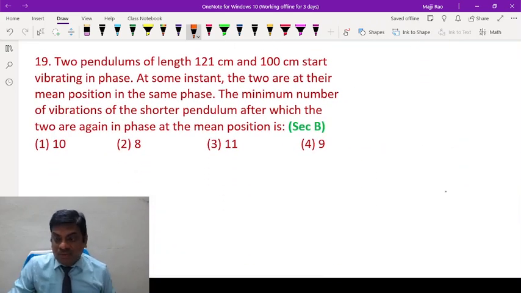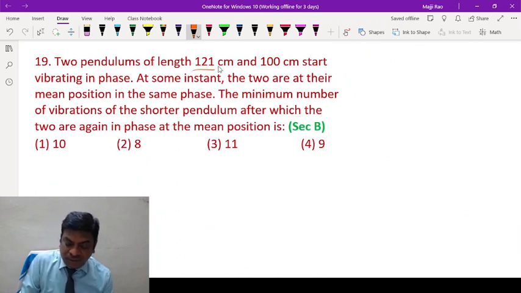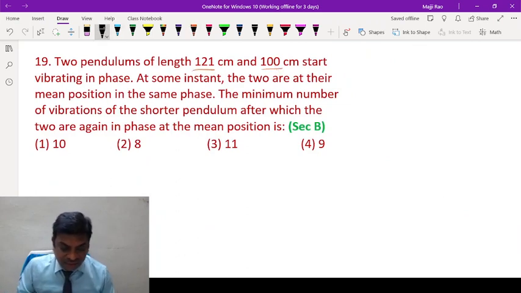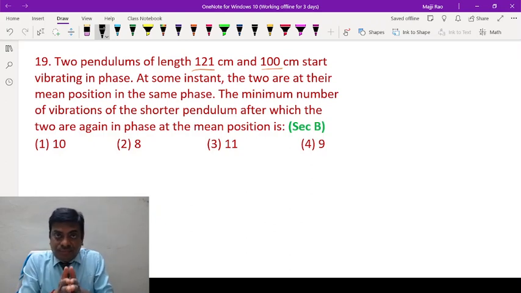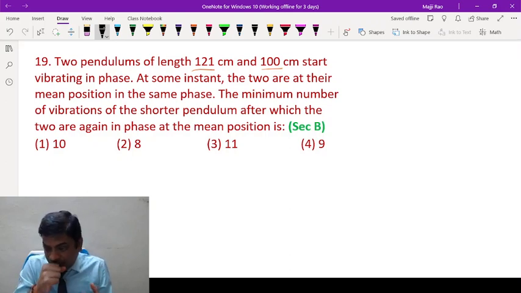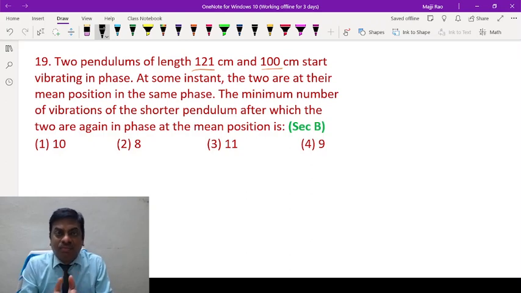Two simple pendulums of lengths this much and this much, these two lengths are given, are vibrating in the same phase. At some instant, the two are at their mean position in the same phase. The minimum number of vibrations of the shorter pendulum, after which the two are again in phase at the mean positions. Now, students, you have to understand this. Let us assume that they start from the mean position. It's not necessary that they have to start from the mean position, but just for the sake of simplicity, we are assuming that they start from mean position.